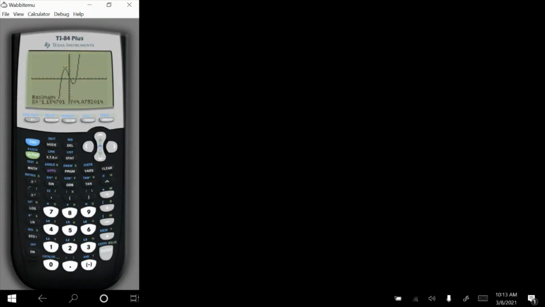And I'm getting roughly negative 1.15 and 4.08. Do I have confirmation on those values? All right, cool. Anybody getting something different or an error or anything like that that I can help out with?